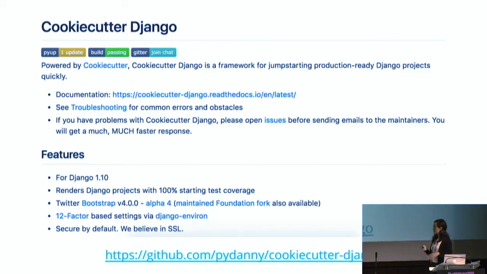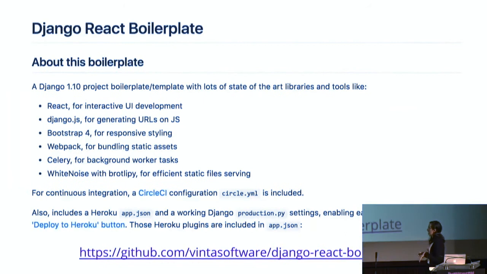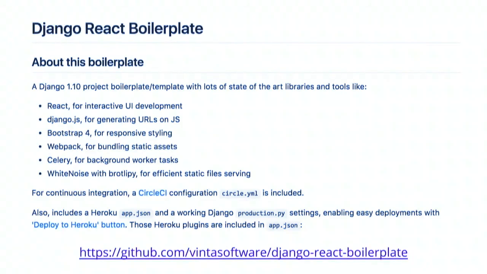Although all these projects are great, in the context we were living at Vinta, they did not fit our needs. So after searching a lot, we decided that it was important for us to build our own. And this is how we created the Django and React boilerplate. This is an open source project. Anyone can contribute to it. In this project, we use Django 1.10, React, Bootstrap 4, and also webpack, and we have a lot of different features.